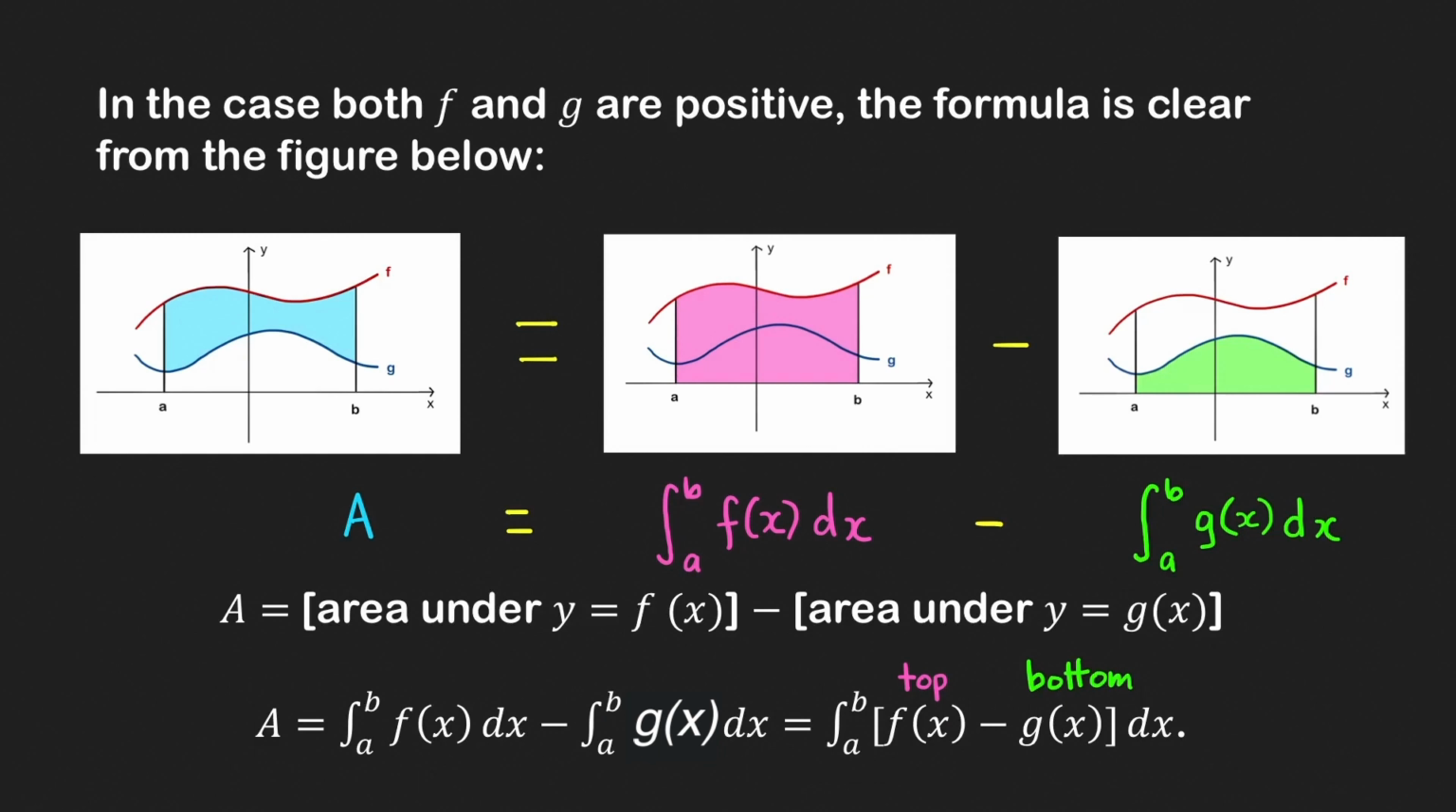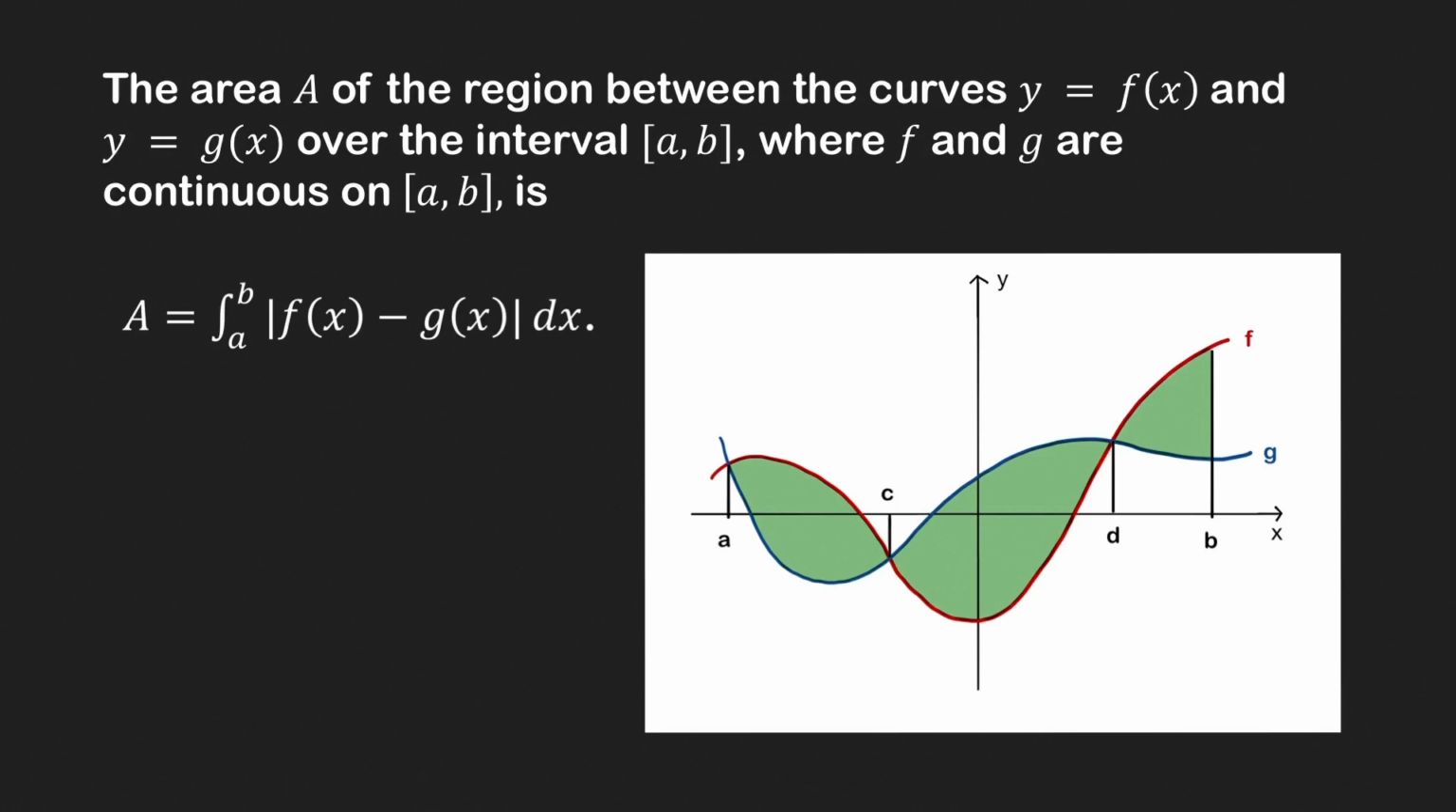The question now is, is it possible to find the area between two curves on a closed interval AB without sketching the graphs of the functions? The answer is yes. To find the area of the region between these two curves, y equals f of x and y equals g of x over the interval AB, where f and g are of course assumed to be continuous on the closed interval AB, we just have to compute the definite integral from a to b of the absolute value of f of x minus g of x dx.